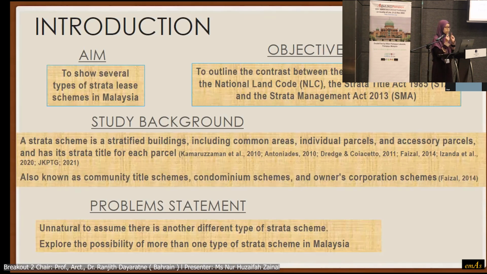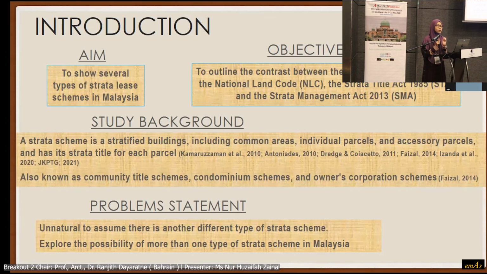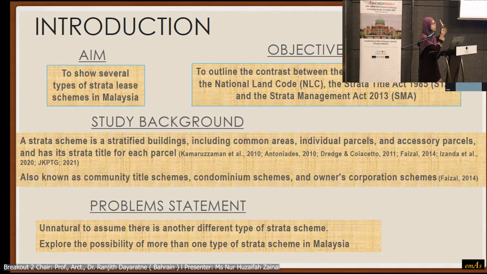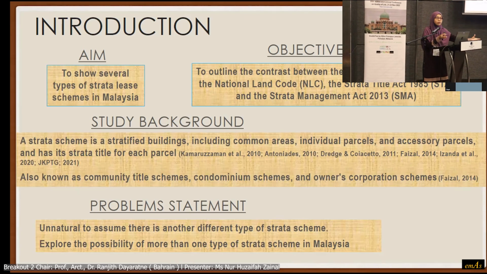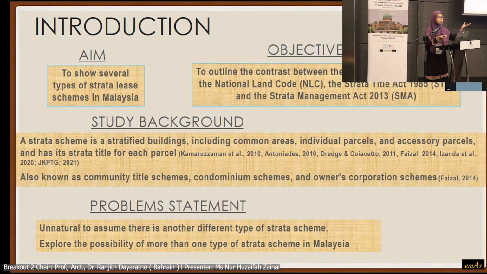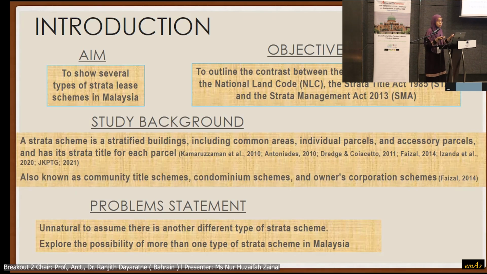Problem statement. This is what we are trying to identify. We are trying to tell that there is another type of strata building in Malaysia. It's not what you see, the physical buildings with a common area shared by everybody, with its own strata title and its own facilities like swimming pools and halls shared by the owners. We are trying to show that there is another type of strata scheme that has similarities but differences in terms of administration and in terms of the law governing it.